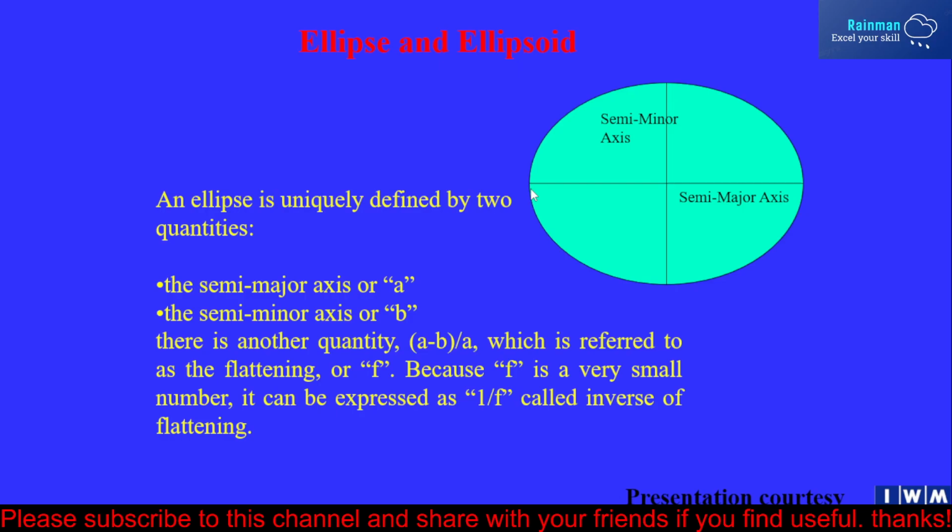This is slightly smaller in length than the Semi-Major Axis, which runs from east to west and passes through the center of the ellipsoid. These two lines meet at the center of the globe at perpendicular. The vertical line is the Semi-Minor Axis and the horizontal line is called the Semi-Major Axis. The Semi-Major Axis is represented by A and the Semi-Minor Axis by B. Another quantity, A minus B by A, is referred to as flattening. If we invert the flattening, we get the inverse flattening.